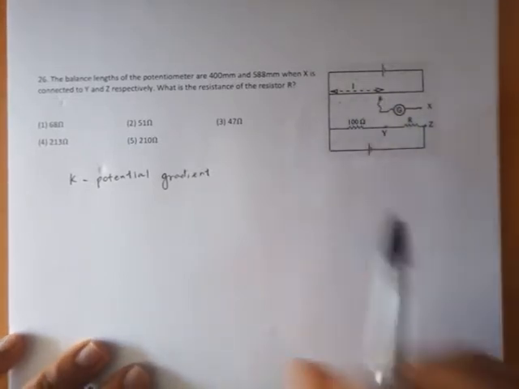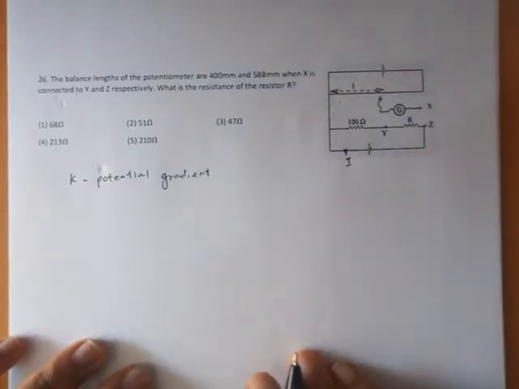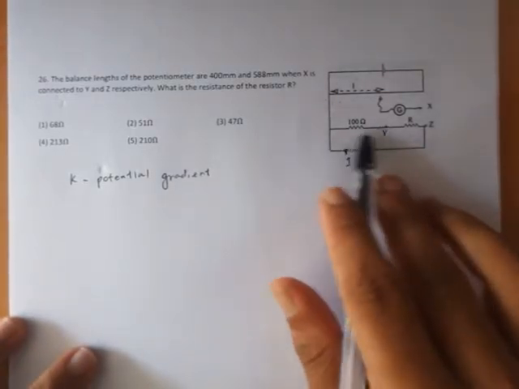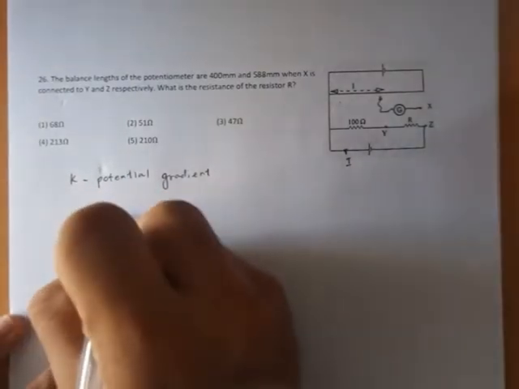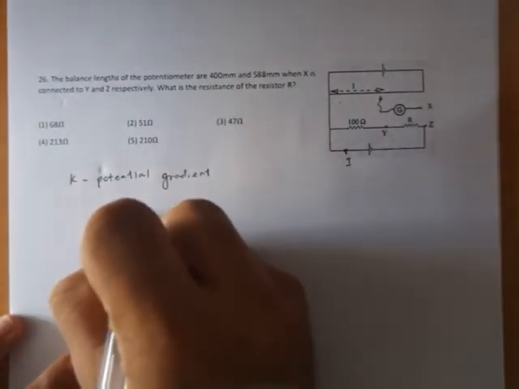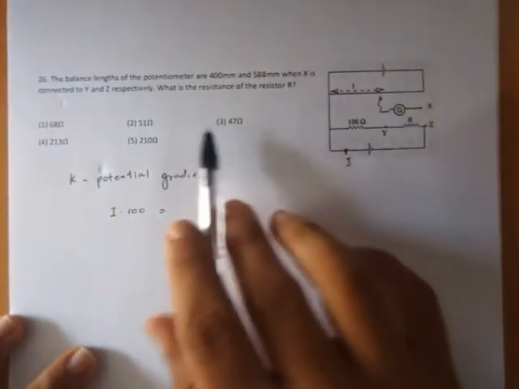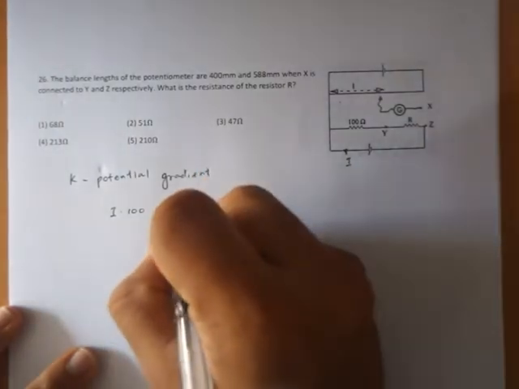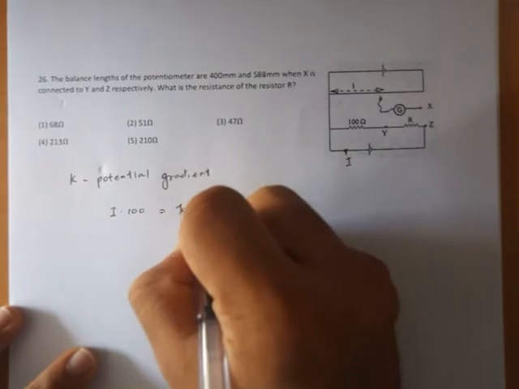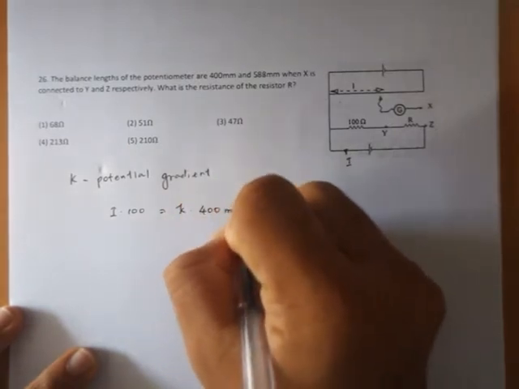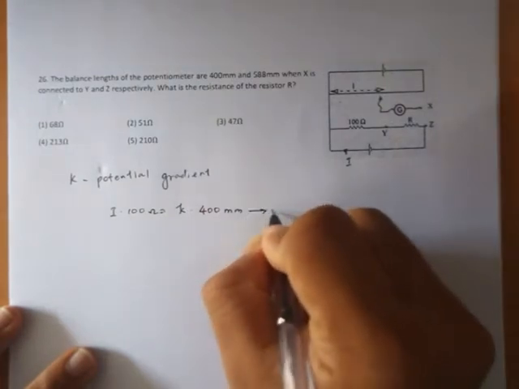If I consider the current passing through this circuit to be capital I, I can write the potential difference here as I times 100 ohm, which is equal to K times the length, 400 millimeter. I take this as my equation 1.